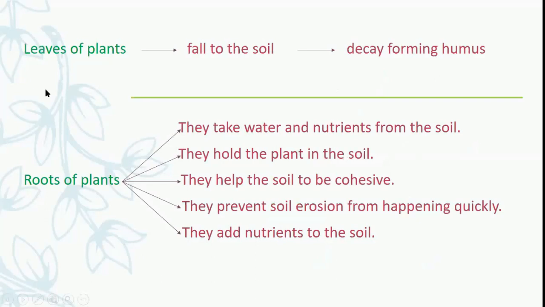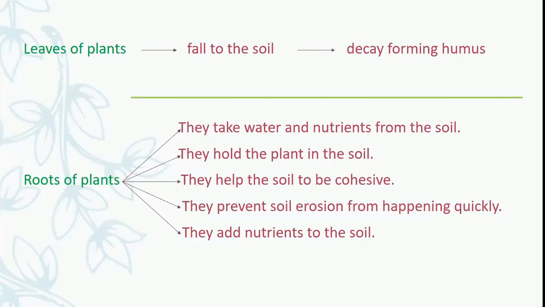The leaves of plants: when they fall to the soil, as we learned before, they will decay, forming humus. So anything that falls on the soil or dies on the soil will decay, forming humus. And of course, humus will add nutrients to the soil.